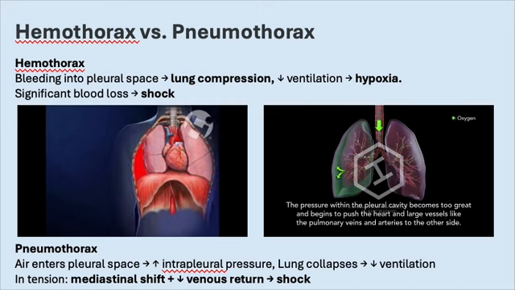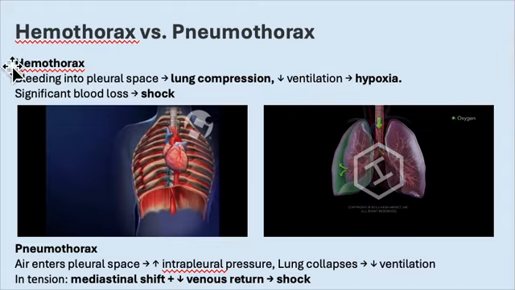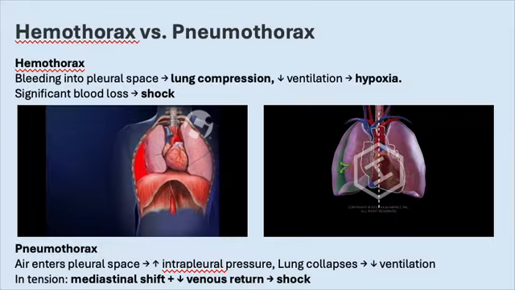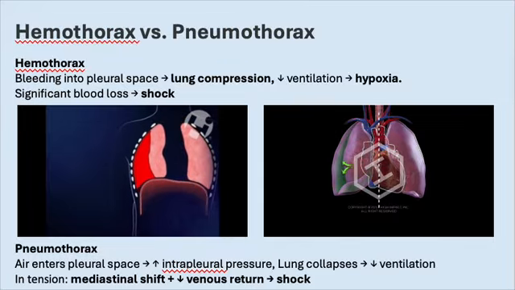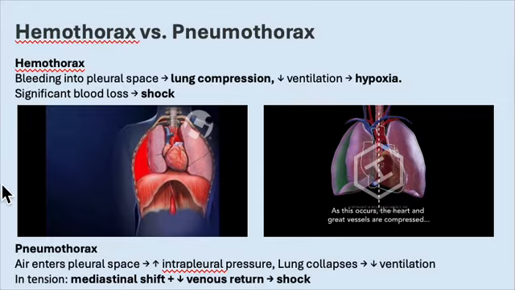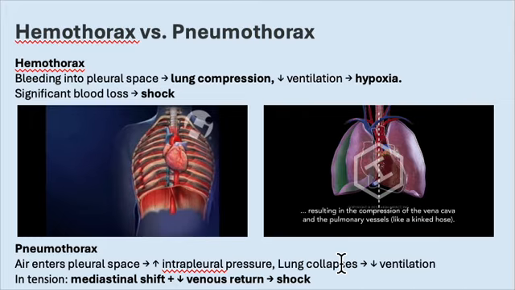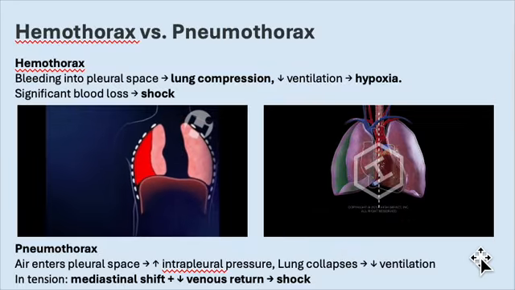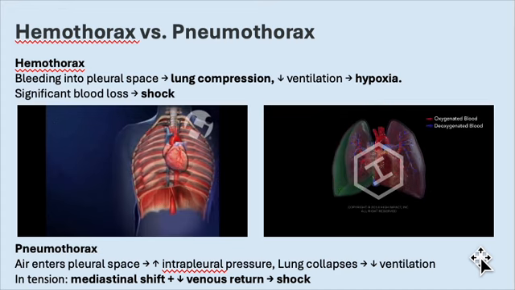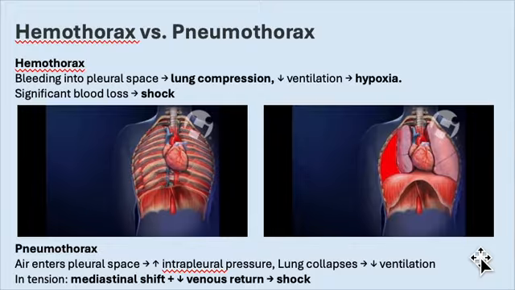So while the causes are different, in this case, hemothorax versus pneumothorax, blood entering the pleural space versus air, both result in decreased venous return. So less blood returning to the heart. And in this case, it is putting compression on the vena cava because air is within that pleural space. So that air puts pressure on the major vessels such as the vena cava, decreasing the amount of blood that's returned to the heart.